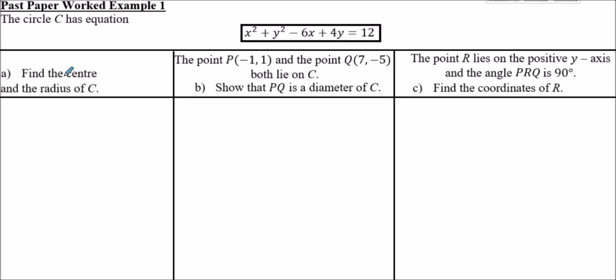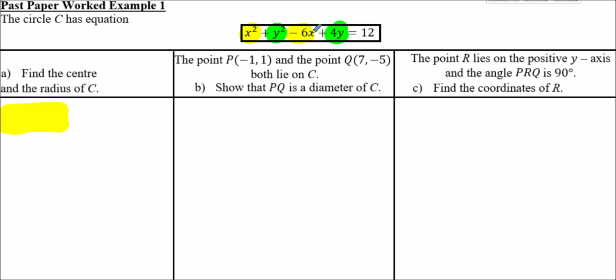So for this one, what we need to do is to get this into the standard form for a circle equation. It's not in the standard form at all. What we need to do is complete the square for the x terms and complete the square for the y terms separately. So let's just deal with the x's first.